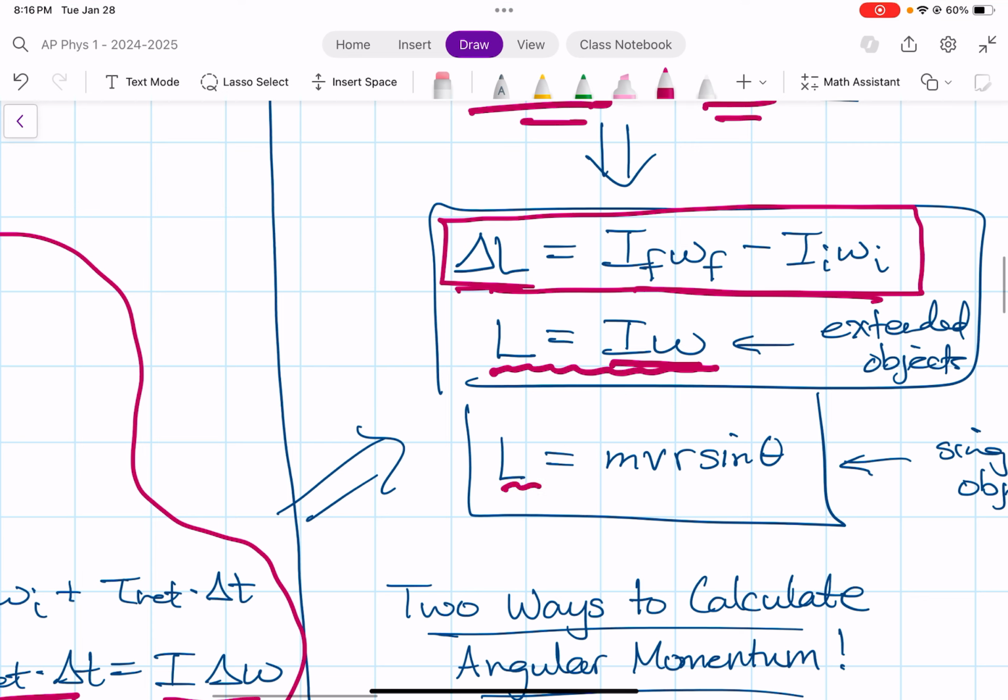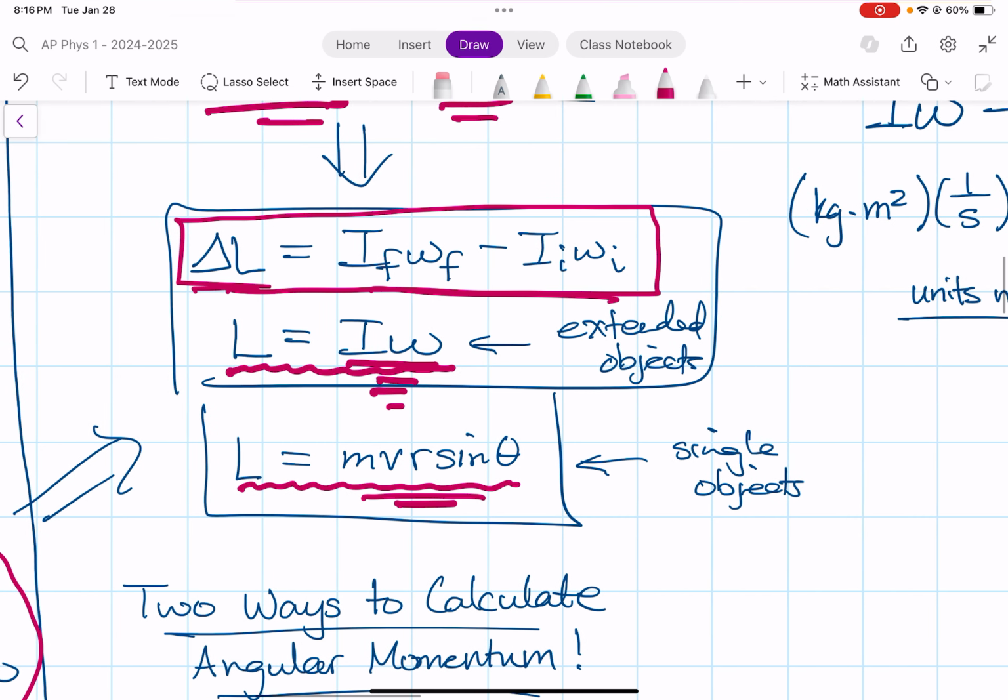We started with this definition. This is just another way to calculate it. And now we have this totally second way of calculating it. And basically, it's just contextual. Depending on what problem you're working on, for problems involving extended objects, like solid disks that are rotating about some sort of center, we would want to use this equation.